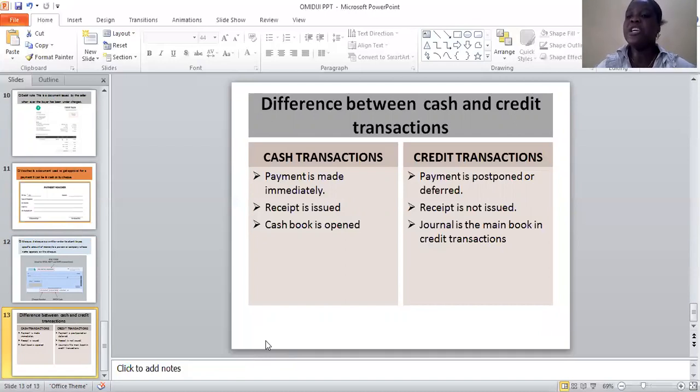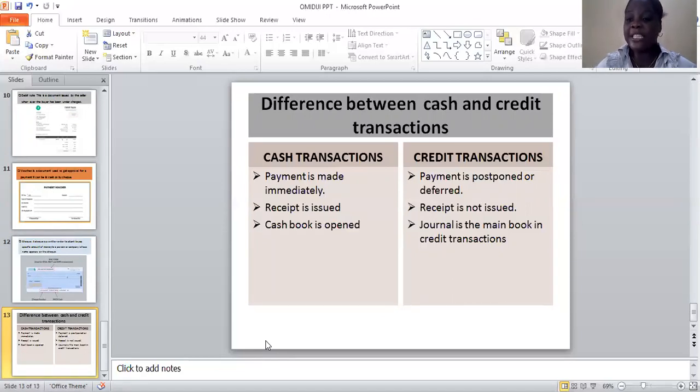Then receipt is issued. I told you receipt is an evidence of payment. So when you have made payments, receipt is issued immediately to show as an evidence that you have made payment for the goods purchased. Then in credit transaction, receipt is not issued. Take for an instance, if receipt is being issued in credit transaction, it shows that money has been paid. Meanwhile, money has not been paid. So the receipt is not issued in credit transaction.